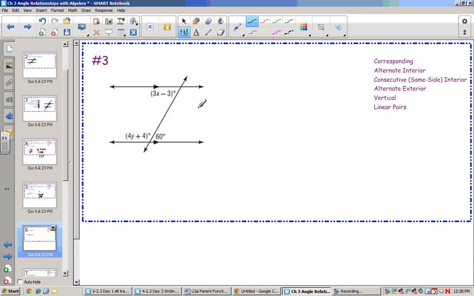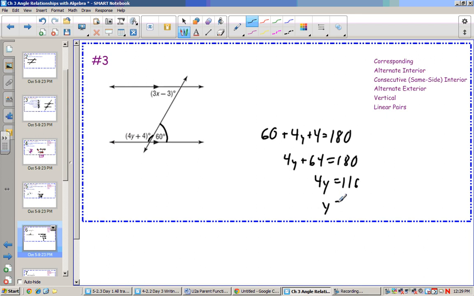Now this one, we know 60, and we know 4y plus 4. These ones are a linear pair of angles, so these two add up to 180. So I can say 60 plus 4y plus 4 is equal to 180. And I can add 60 and 4 to get 64. And now I'll subtract from 180. And so this would be 116. Now when I divide on both sides, that would be 29. So we know y is 29.